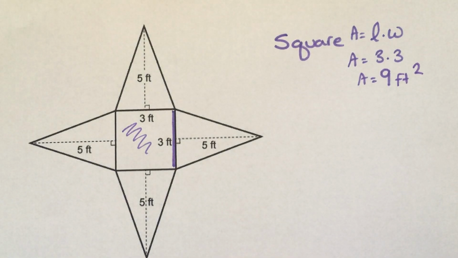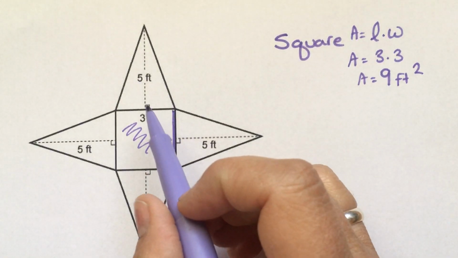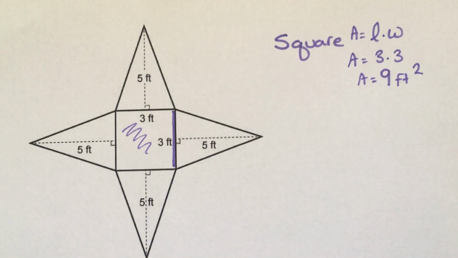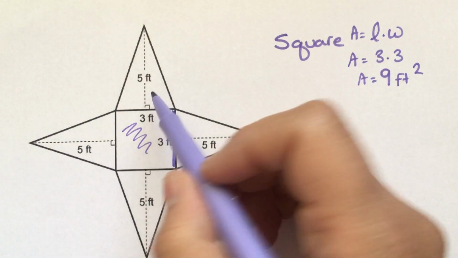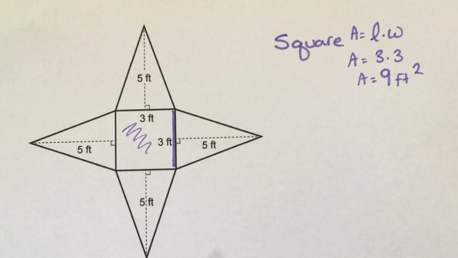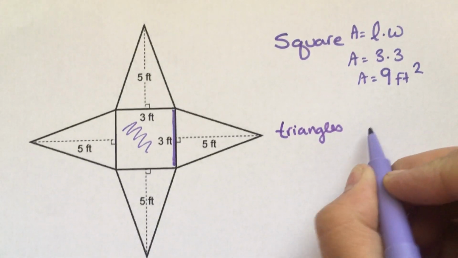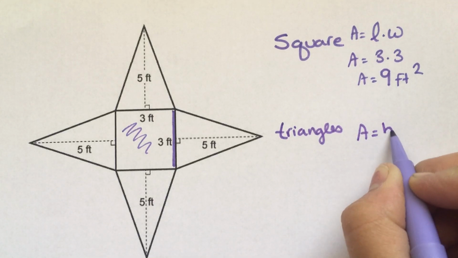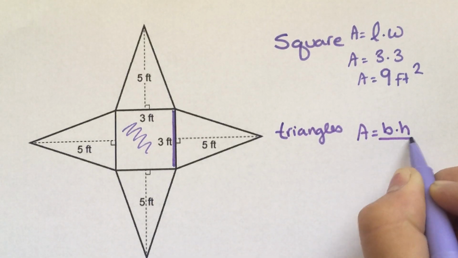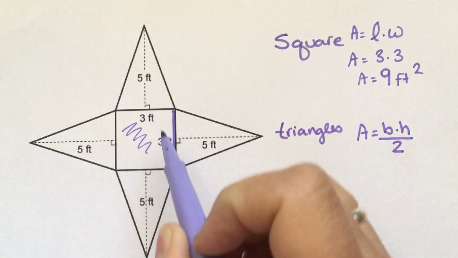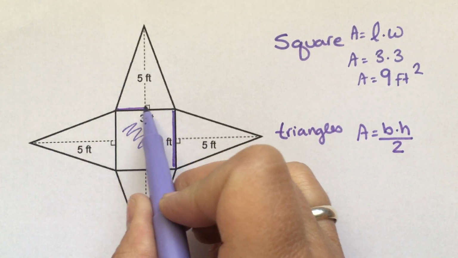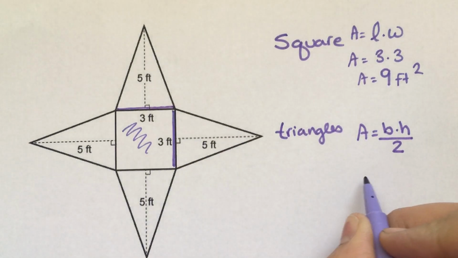Okay? Now we have to go on to the triangles, and I have to remember that there are 4 triangles. So we wouldn't find the area of every single triangle because they're all exactly the same. Instead, what we're going to do is find the area of one triangle and multiply that answer by 4. So for triangles, remember my formula is area is equal to the base times the height divided by 2. I'm going to plug in what I know. I know the base of the triangle, or the bottom, is 3.